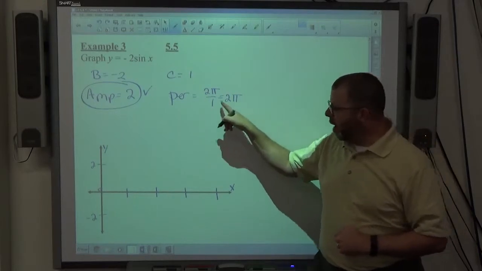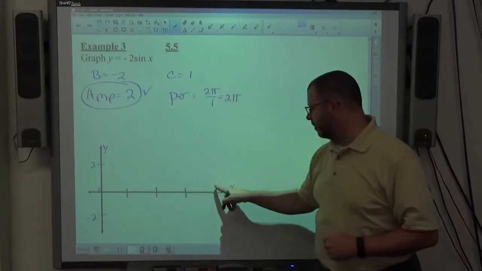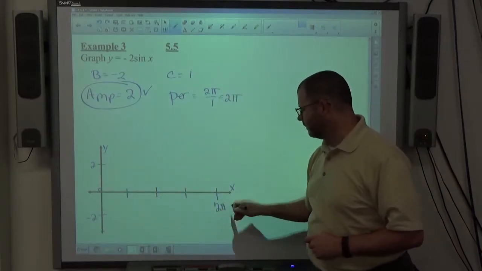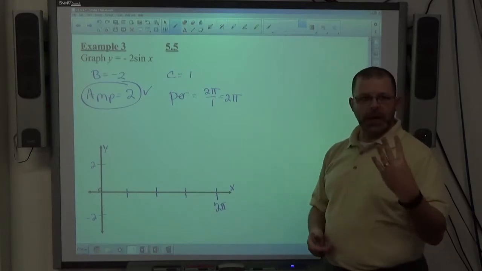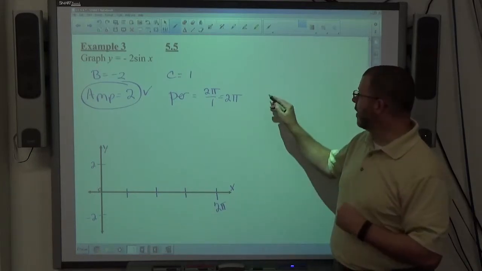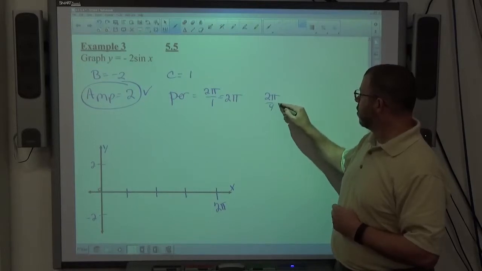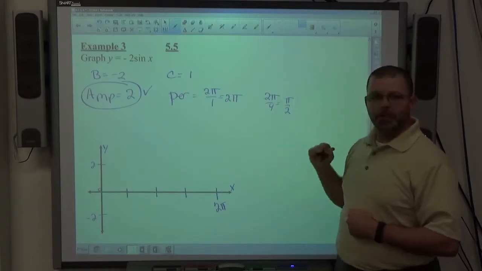The period's 2 pi, which means I'm starting at 0. I'm going to end, my 4th dash is 2 pi. And there's 4 dashes, so I'm going to go up by fourths. So if I do 2 pi over 4, which equals pi over 2, that's how much I'm going up by.